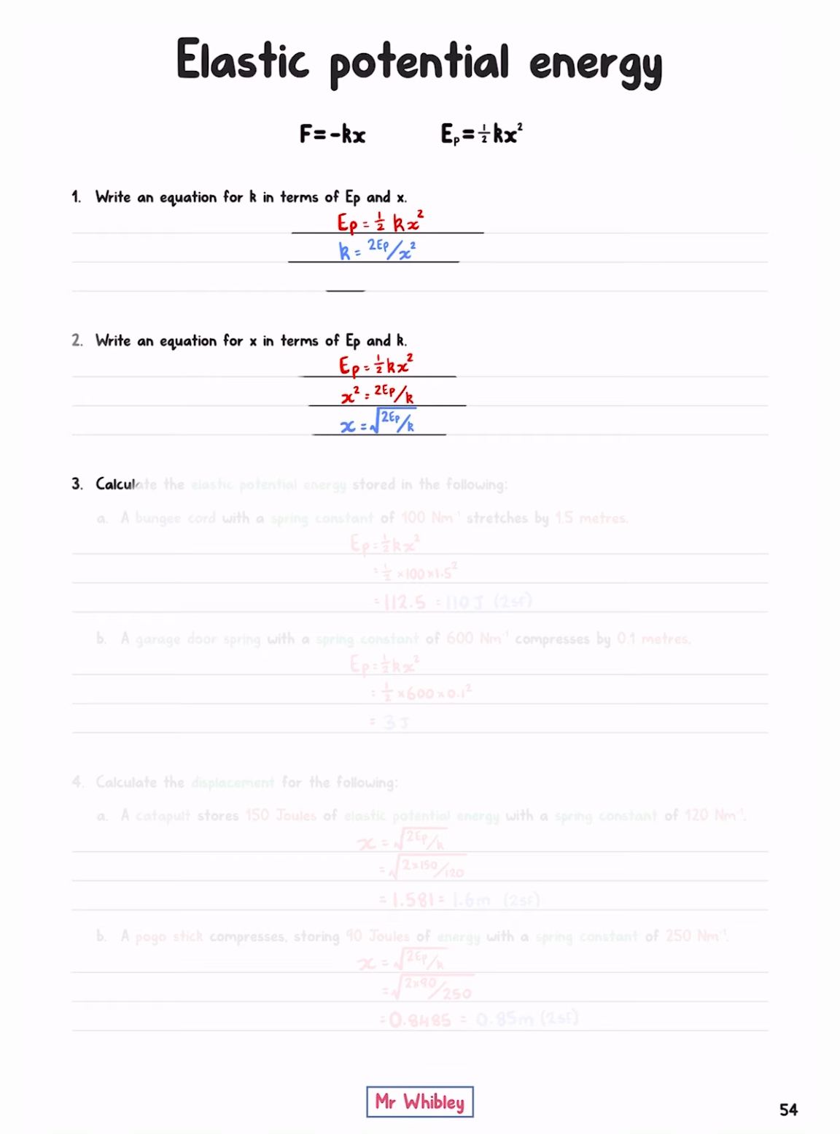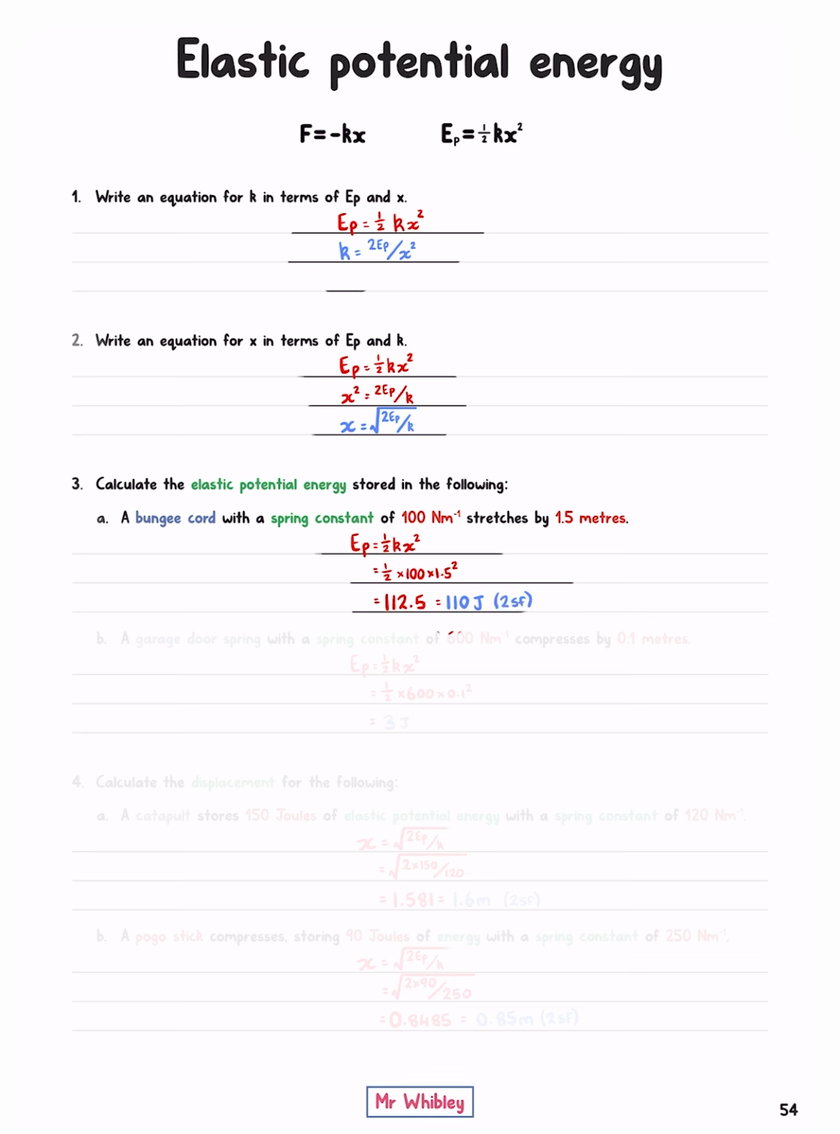Question 3. Calculate the elastic potential energy stored in the following. A bungee cord with a spring constant of 100 newtons per meter stretches by 1.5 meters. Using our potential energy equation, we have our K and we have our X. Putting those numbers in gives me 112.5 or 110 joules to two significant figures.